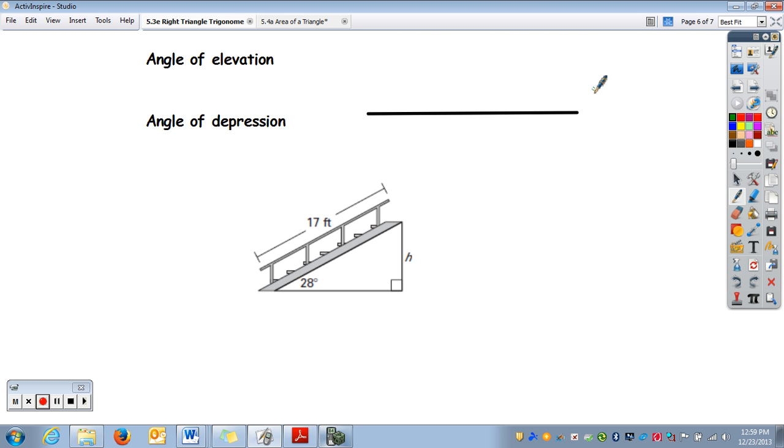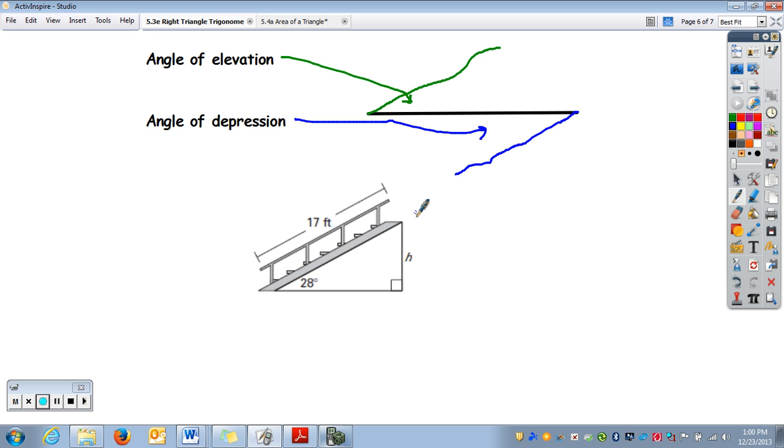Alright, so last thing we need to talk about, because we're going to be doing some applications of trig functions, is what is the angle of elevation, angle of depression, because we'll see that in word problems. Well, angle of elevation and depression both deal with a horizontal line. The angle of elevation is the angle that is formed when you have a horizontal line and it's going up. The angle of depression is pretty much the exact opposite. I'm going to draw it on the other side. It is when you have a horizontal line and it goes down.